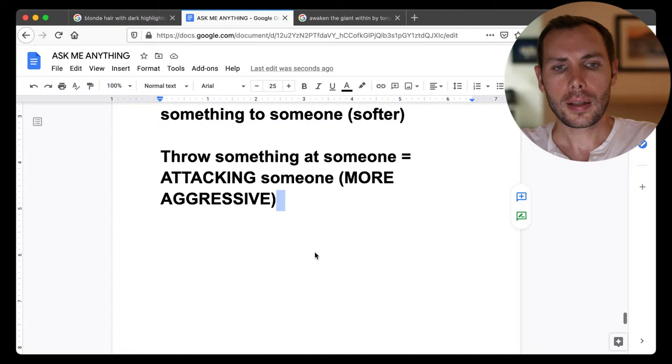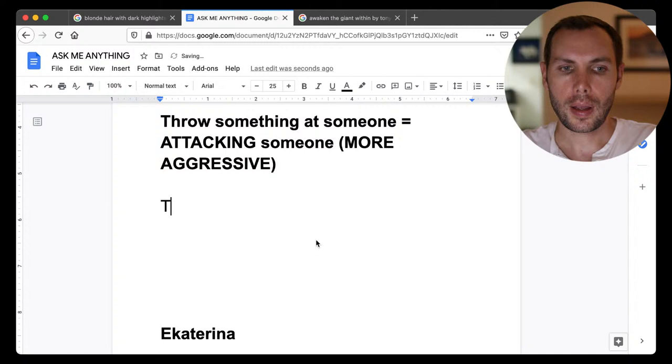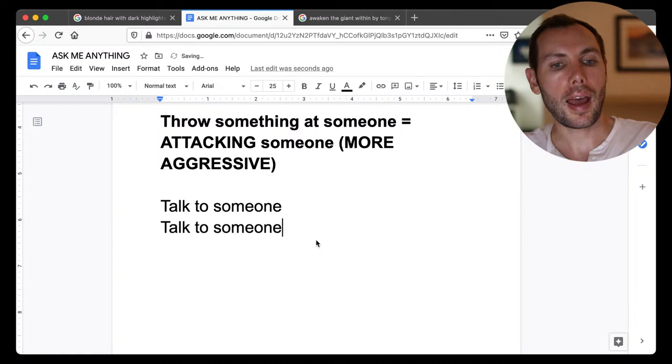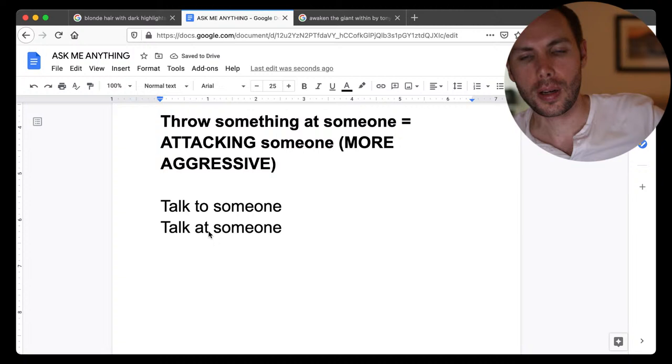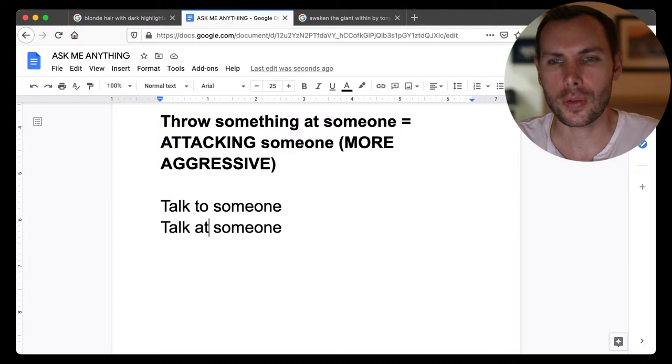Now, a similar example is talk to someone or talk at someone. What do you think the difference is here? Talk to someone and talk at someone. What do you think the difference would be? Now, talk at someone is not really that commonly used, but you'll hear it from time to time.